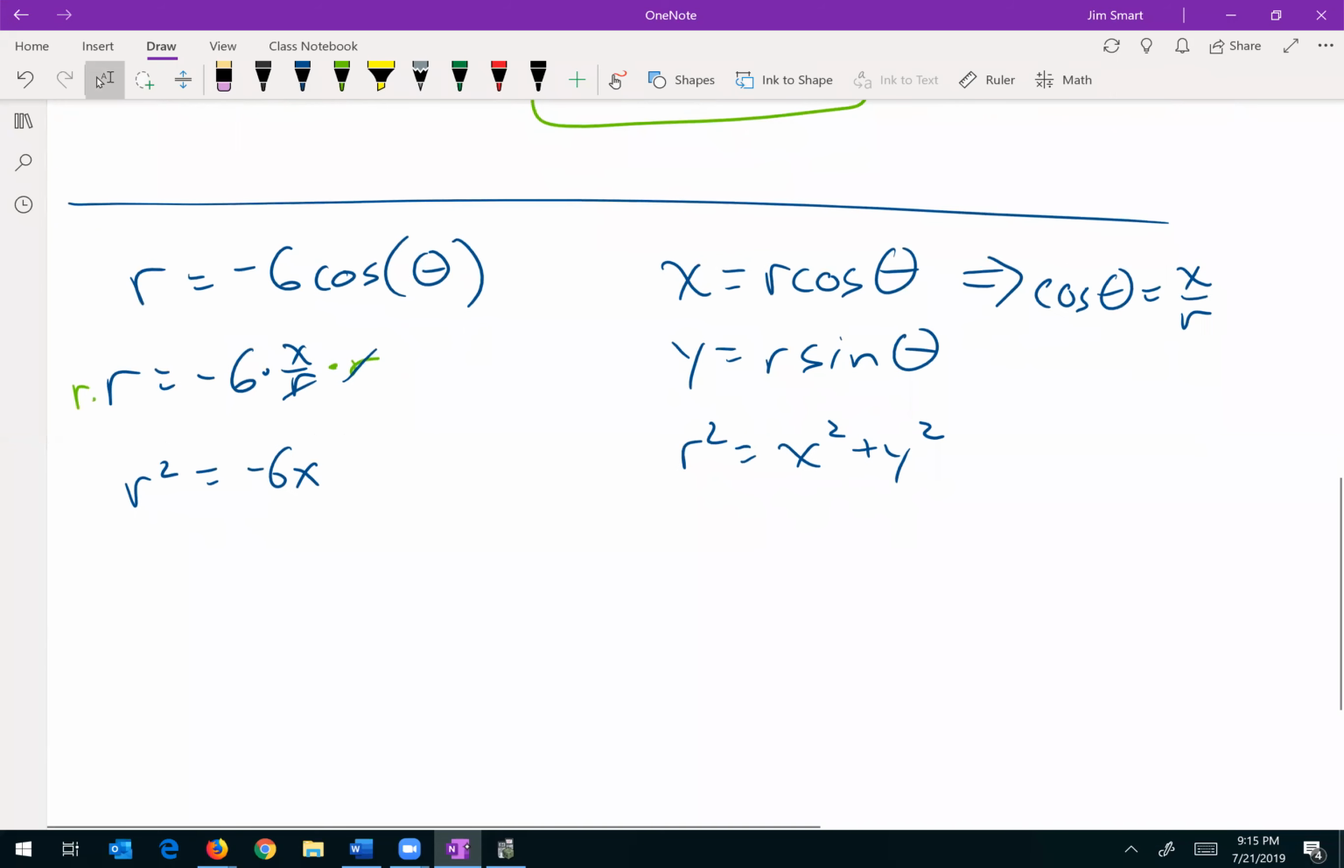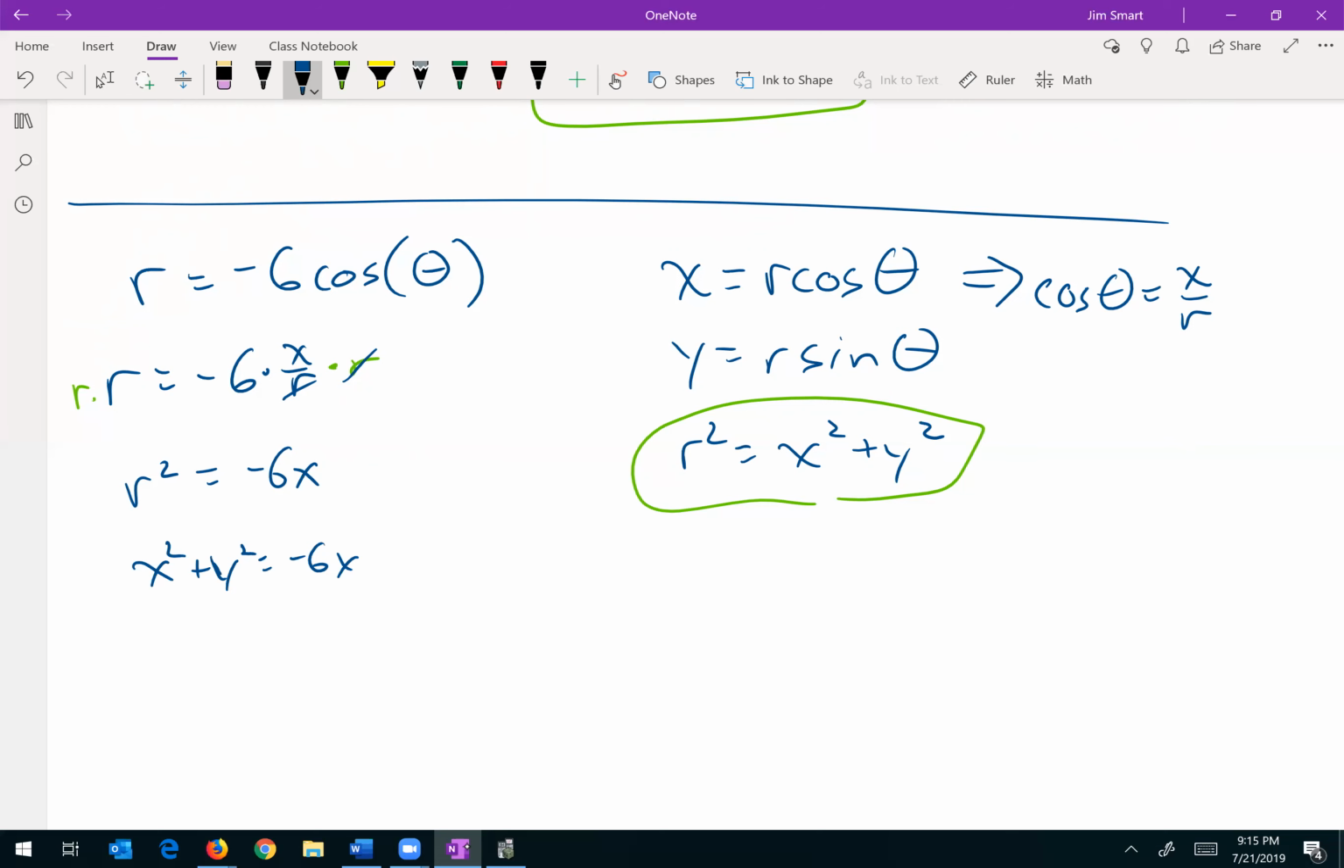Now on the left-hand side, I'm going to use r squared equals x squared plus y squared, and write x squared plus y squared equals negative 6x. I'm pretty sure it will let you leave it as that. This actually happens to be the equation of a circle.